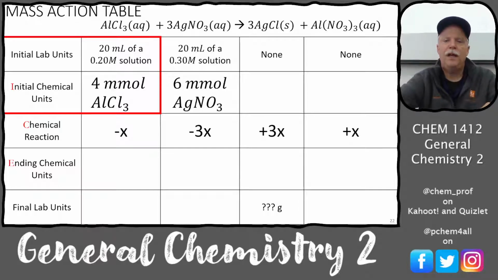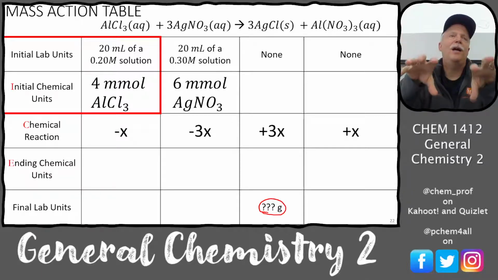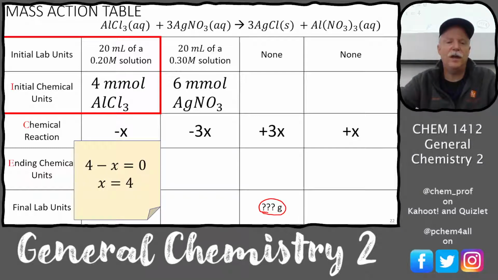And notice down here, this is what I'm interested in. I'm interested in the mass of the silver chloride that precipitates out. I've got two reactants in my equation and I've got two amounts, so I've got to figure out which one I'm going to run out of. So this is a limiting reactant problem. And so we've got to do the math to figure out what X is. Do this calculation off to the side.